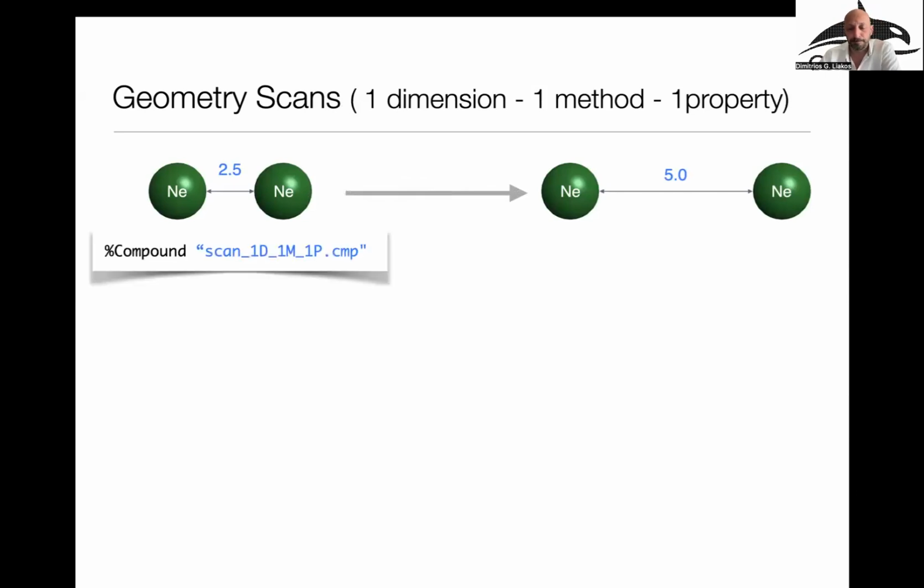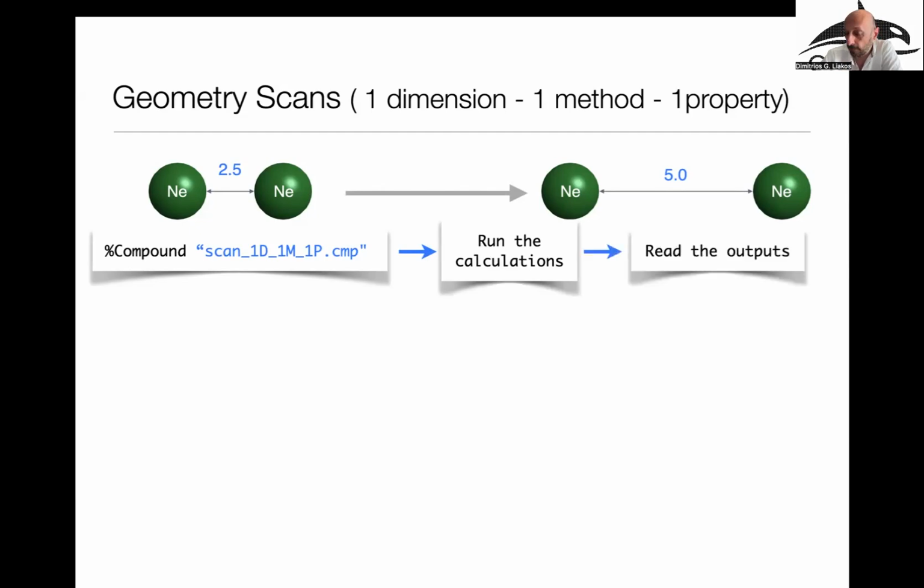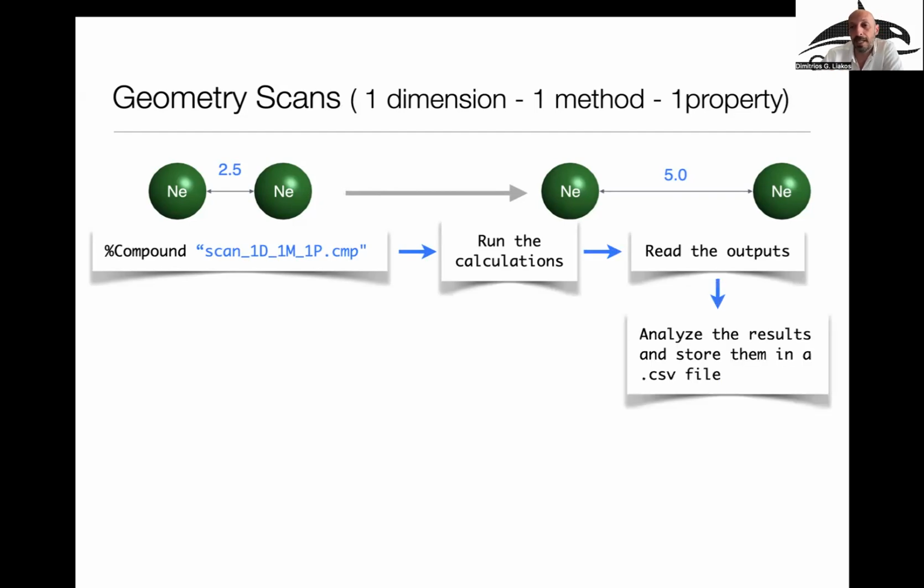With compound, we have a scan, and the name here is a little bit tricky, but it means one dimension, one method, one property, because obviously we can have all different kinds of combinations. And as soon as we choose this script, then the calculation will run all the different calculations, different steps. Then it will read the outputs of these steps. It will analyze the results, and it will store them.